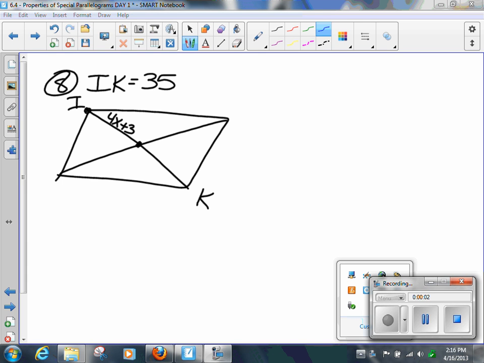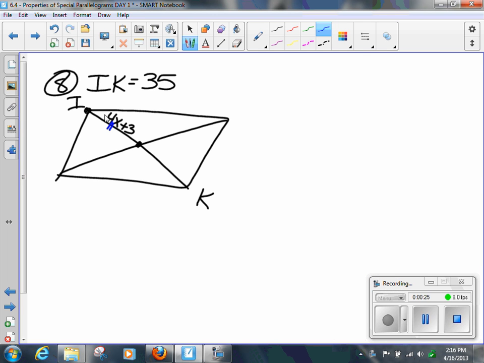This problem from the worksheet, you are told that IK, that whole diagonal, is 35. I don't know that anybody paid any attention to that at all. But it's showing that 4x plus 3 is that little tiny piece. If it's this little tiny piece, what's this piece down here? The same thing, 4x plus 3.